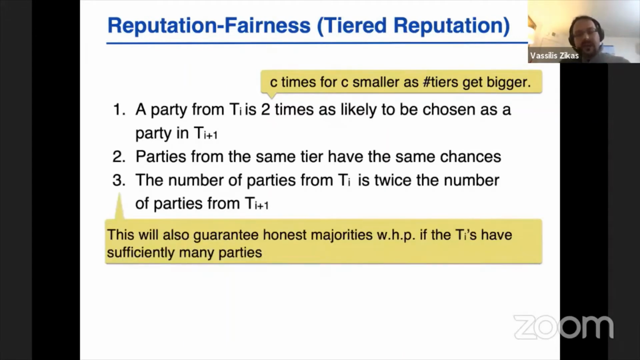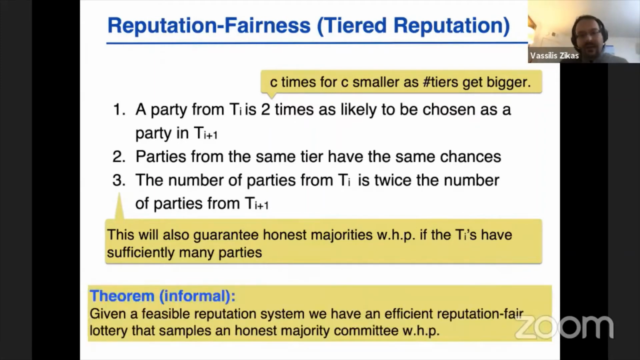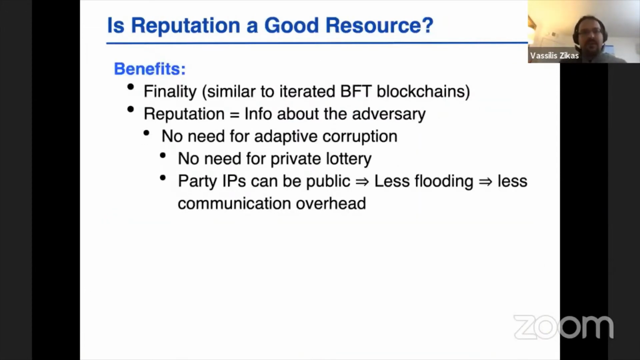All right. So the nice thing is that this third property, if you have, let's say, more than 4 reputation tiers, will also give you honest majority, because you have a kind of exponential reduction in the number of parties you're selecting from lower tiers. If you have a lottery that satisfies the selection, then you get honest majority. And we do give in the paper such a lottery.